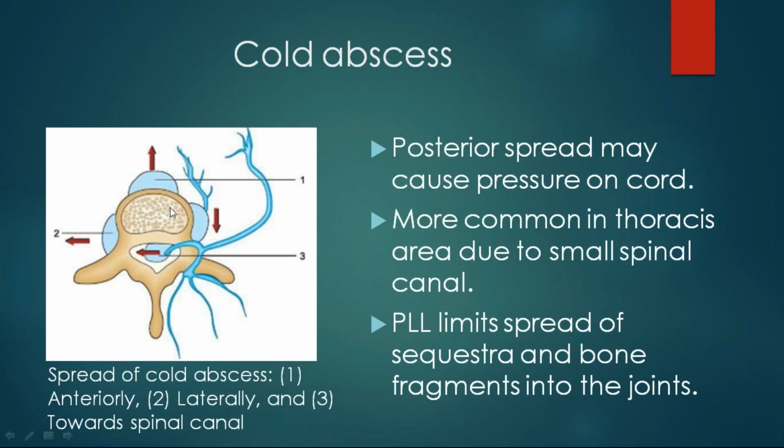So a cold abscess can be formed anywhere and it can spread either anteriorly this way, or posteriorly, or laterally, or even down. Down means to the lower vertebra. If it spreads posteriorly, this is the spinal canal where you can see the spinal cord, so it causes pressure on the cord. And it is most common in the thoracic region because of the small spinal canal. And the posterior longitudinal ligament, PLL, limits the spread of sequestra and bone fragments into the joints.